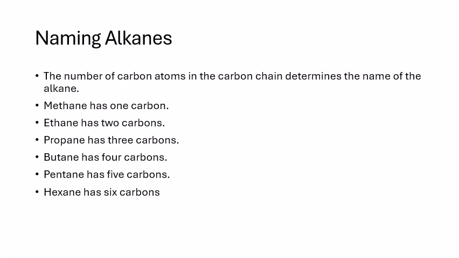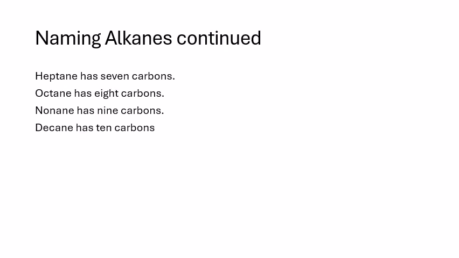The number of carbon atoms in the carbon chain determines the name of the alkane. Methane has 1 carbon. Ethane has 2 carbons. Propane has 3 carbons. Butane has 4 carbons. Pentane has 5 carbons. Hexane has 6 carbons.